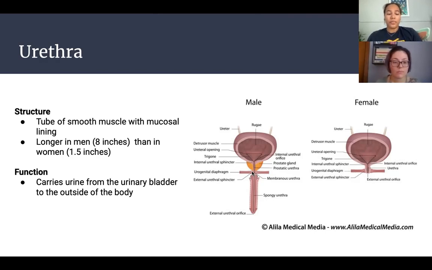And for men, it passes through 3 regions in order to pass out of the body. The first one is the prostate gland, and then it moves to the membranous urethra right here, and then exits out of the penis through the spongy urethra. And in women, it is just that short area where you have the urethra and then the opening through the meatus. Its main function is just to carry urine from the urinary bladder to the outside of the body.